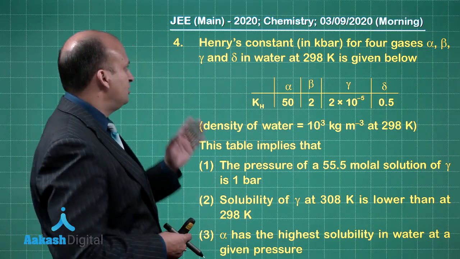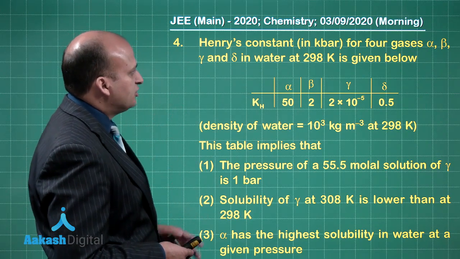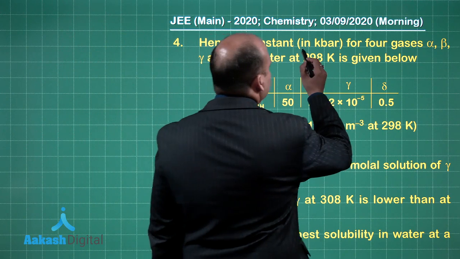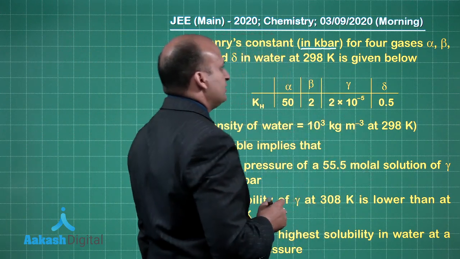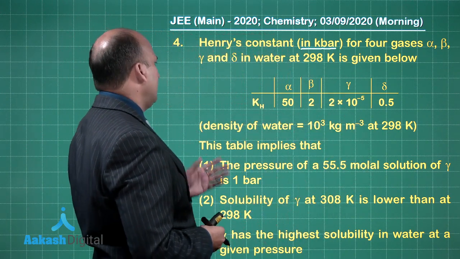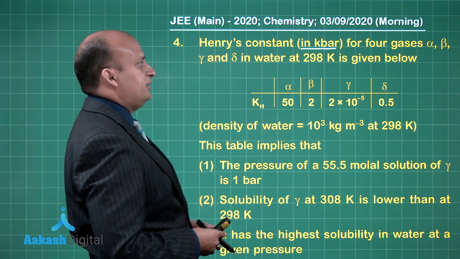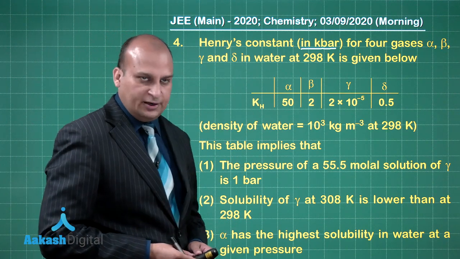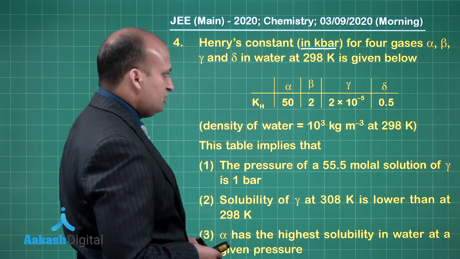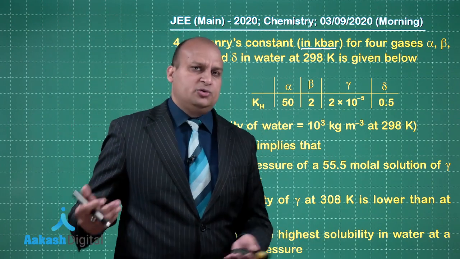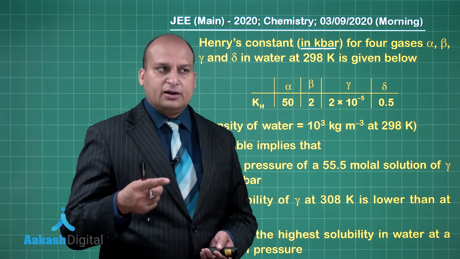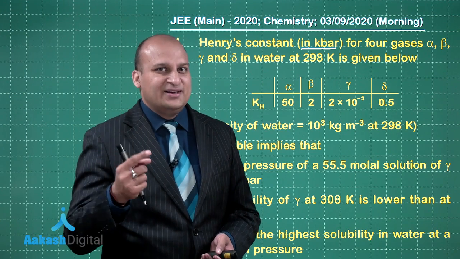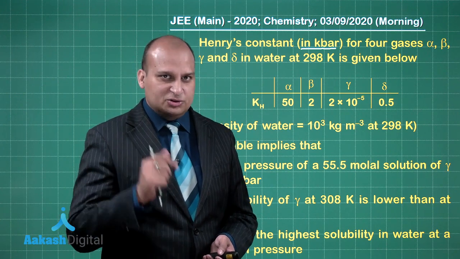Now let us look at question number 4. Henry's constant in kilobar for 4 gases alpha, beta, gamma and delta in water at 298 Kelvin is given below, right. So this is the data given to us. What I personally generally do is that whenever some data is given, I just try to recall the concept. So it becomes easier for us to solve the question.